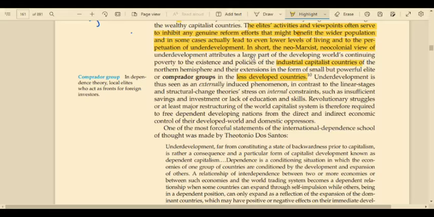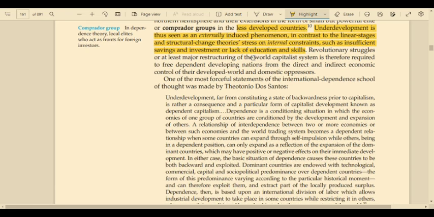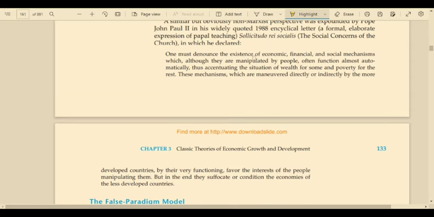Okay, so underdevelopment is thus seen as an externally induced phenomenon, in contrast to the linear stages and structural change theories, which stress internal constraints such as insufficient saving and investment or lack of education and skills.